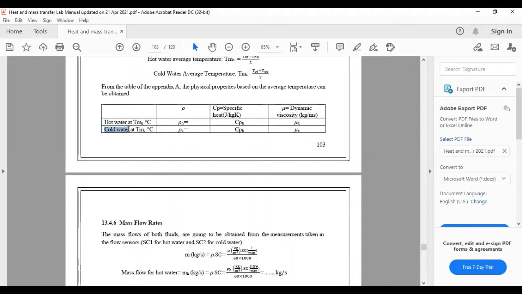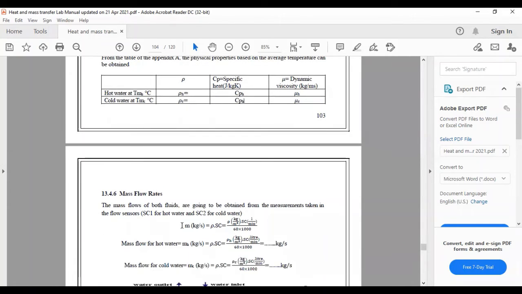Similarly, for cold water, at this average temperature, we will compute the values of density, specific heat and dynamic viscosity. We will use all of these values in our calculation. Now we need to calculate the mass flow rate. For the formula of mass flow rate, we will multiply the density with the volume flow rate.